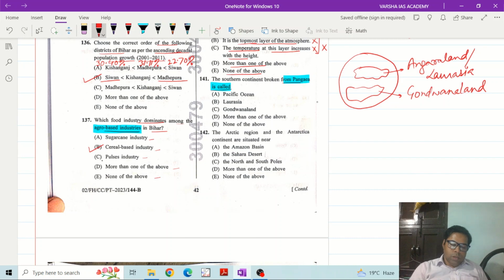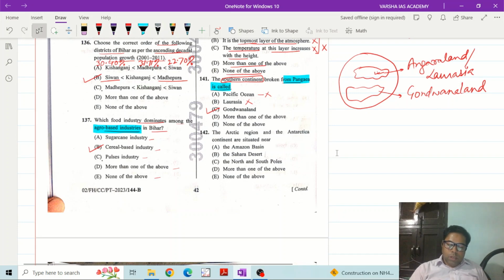It's called the Pacific Ocean? No. Laurasia? No, Laurasia is the northern part. Gondwana land? Yes, because it is asking for the southern continent. So the answer is simply C. It is very simple and factual information.